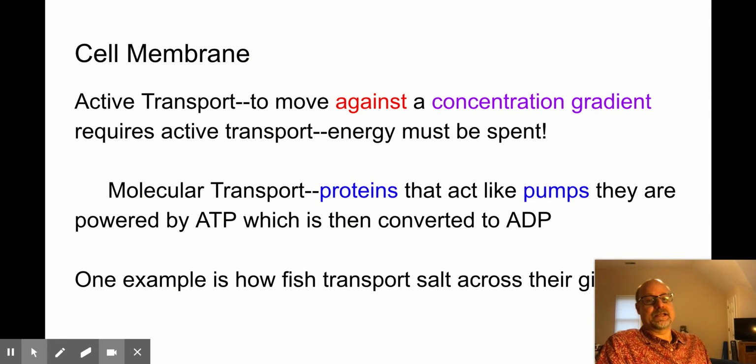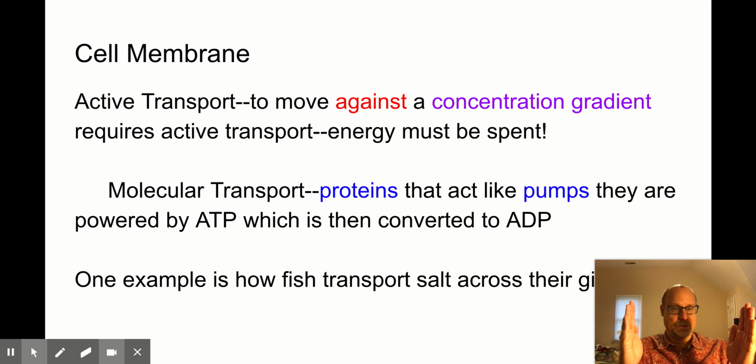The thing that makes it active transport, the reason it has to spend energy, is because it's pumping against the gradient. So for instance, if there's a lot of sodium inside the cell and a little bit of sodium outside the cell, but the cell needs more sodium, in order to get sodium from the outside into the inside, a protein on the cell membrane has to expend energy to literally suck the sodium out of the outside environment and then spit it into the cell. It's going against the gradient.